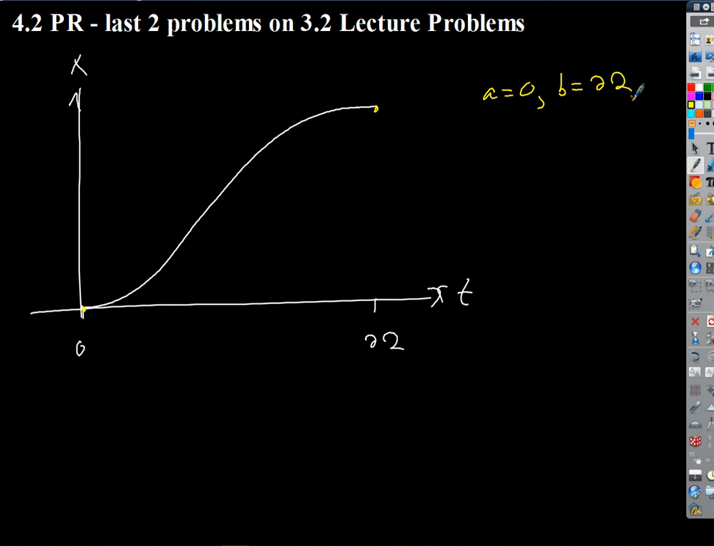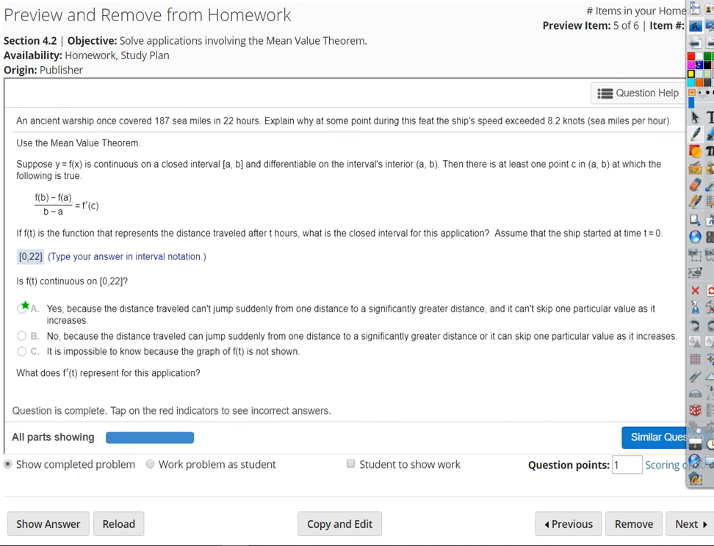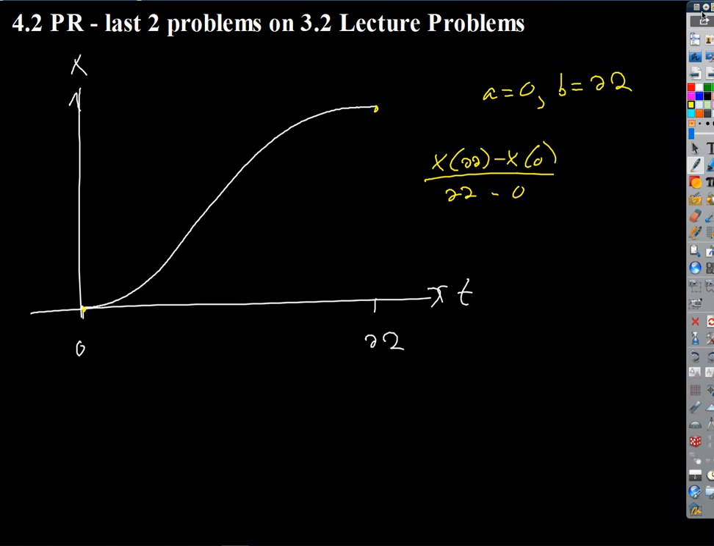If we want to calculate the average rate of change, so x of 22 minus x of 0 divided by 22 minus 0. Well, what's x of 22 based on the problem? How far has it traveled after 22 hours? 187 miles. How far has it traveled after 0 hours? 0 miles. 22 minus 0, so we end up with 187 divided by 22. Somebody, what is that real quick?